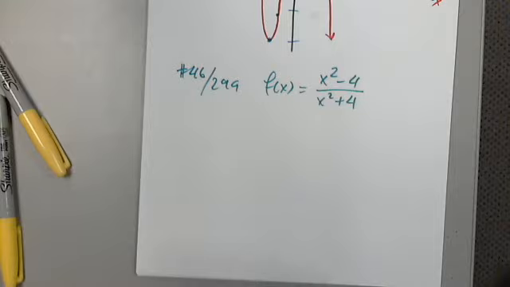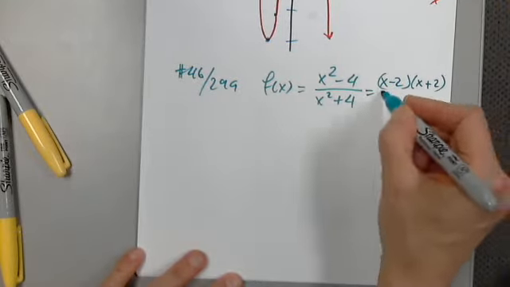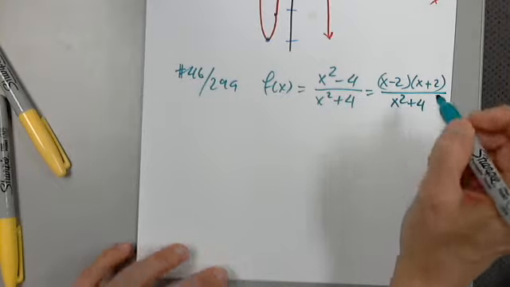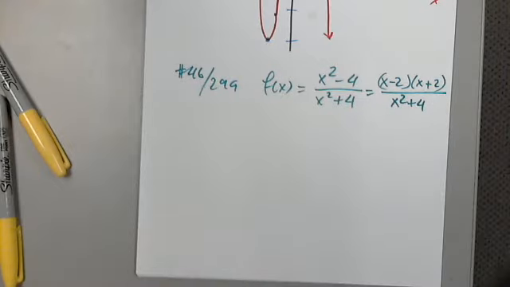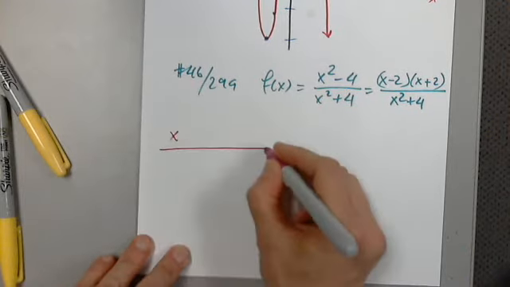So the first thing I will do, I will just factor the top. I cannot factor the denominator. That's not factorable. And luckily, the denominator is never 0, because x squared plus 4. So this function is nice. It's rational, but it's defined everywhere. Okay. So let's start the table.